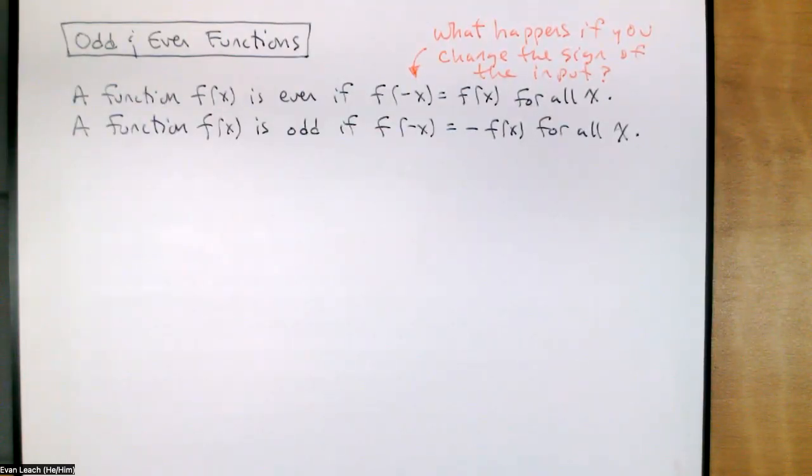Today we had a quick question on odd and even functions. And I don't know what the problem is. It says right in the book that a function is even if f of negative x equals f of x for all x, and the function is odd if f of negative x equals negative f of x for all x. Doesn't that clear everything up?